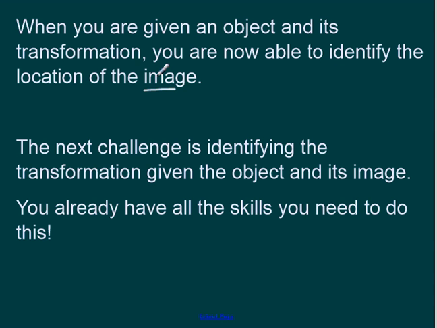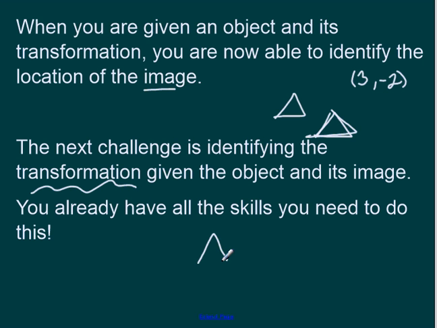So already you know when you're given an object and its transformation, you can find where the image is. So if this is our original object and it's transformed 3 units to the right and 2 units down, you know how to find its new location. But the next challenge is identifying what that transformation is when all you're given is the object and its image. And that's a little bit trickier, but you have the skills that you need to be able to do this.